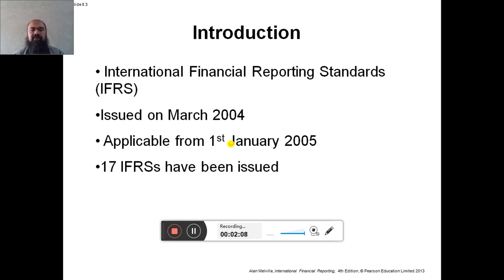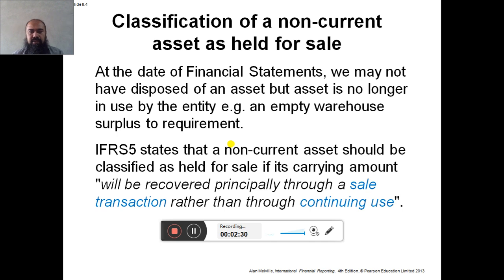It is applicable for the whole year. For example, if we are going to do the financial reporting for the whole year, that could be 1st January 2005 till 31st December 2005. Till now, there are 17 IFRSs issued, and currently we are studying IFRS 5. First of all, our topic is classification of a non-current asset held for sale. Before we come to the definition given by IFRS, we see some background of this topic.